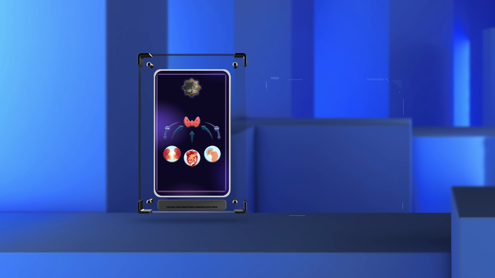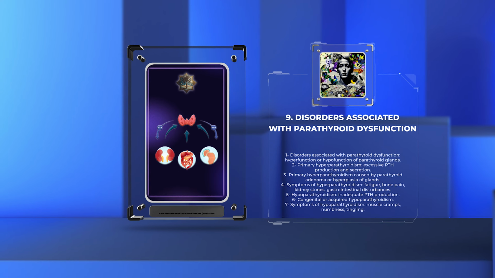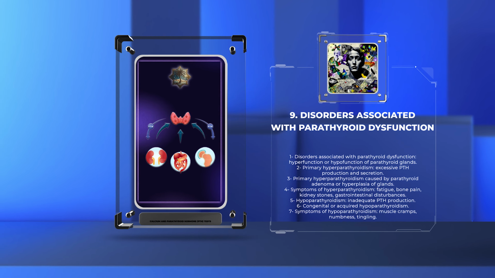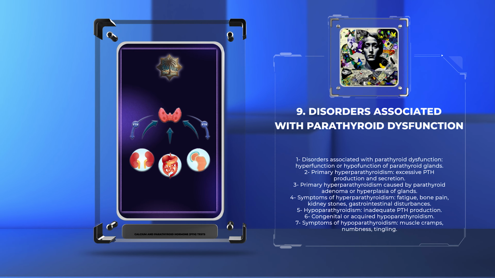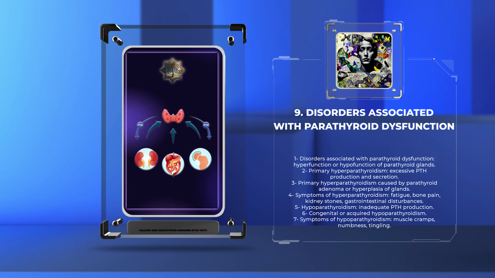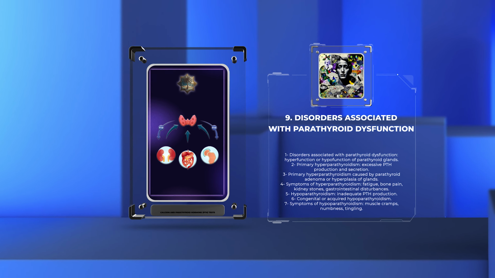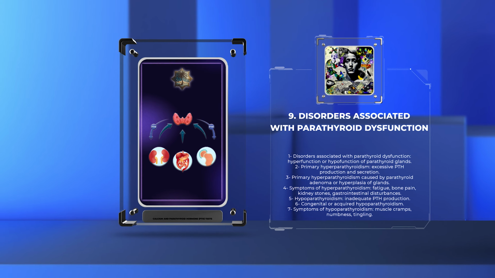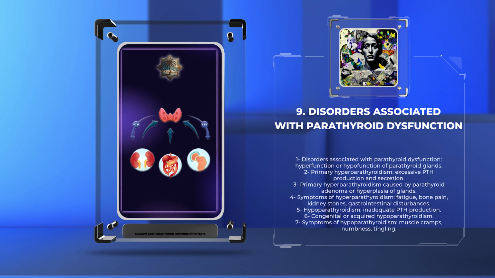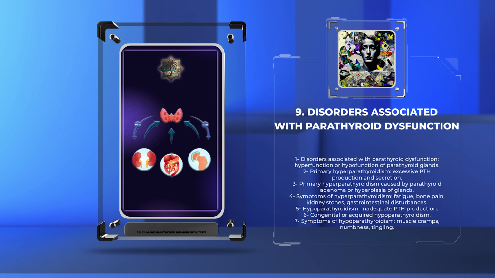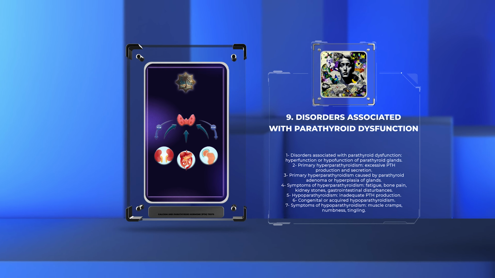Disorders associated with parathyroid dysfunction can manifest as either hyperfunction or hypofunction of the parathyroid glands. The most common disorder is primary hyperparathyroidism, characterized by excessive PTH production and secretion. Primary hyperparathyroidism can be caused by a parathyroid adenoma, which is a benign tumor within the parathyroid gland, or by hyperplasia of the glands. In both cases, excessive PTH release leads to abnormally high calcium levels in the blood, which can result in symptoms such as fatigue, bone pain, kidney stones, and gastrointestinal disturbances.